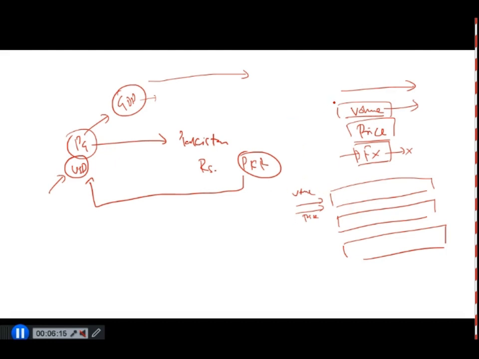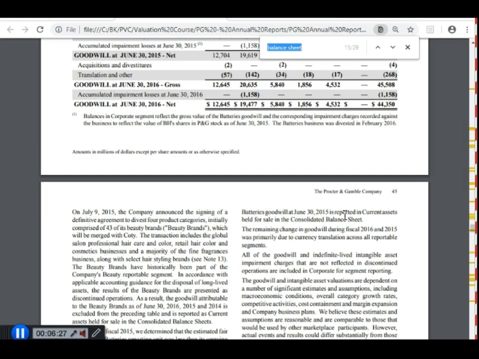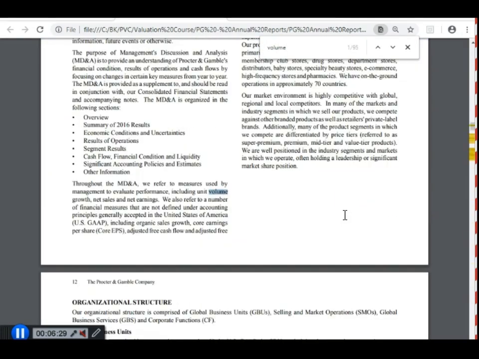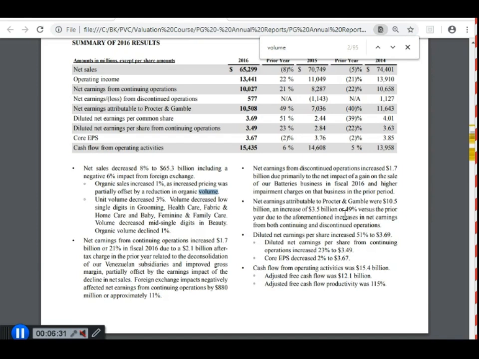How do I find out past volume growth or price growth? I can find that also from the annual report, but I wouldn't have volume and pricing growth for individual regions. Volume and pricing growth would be here. So if I look at volume, it tells me organic sales increased 1%, as increase in pricing was partially offset by a reduction in organic volume.